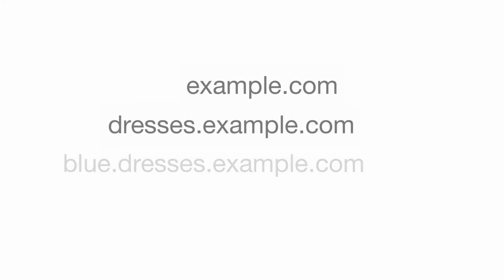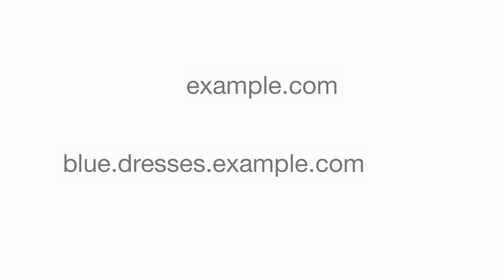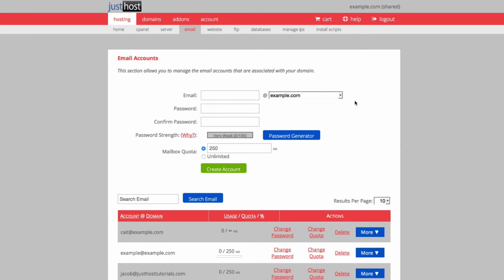For example, if you create blue.dresses.example.com and later decide to delete the dresses.example.com subdomain, blue.dresses will be deleted along with it. So we advise you not to create multiple layered subdomains in most cases. As a side note, you can also create email addresses for subdomains.